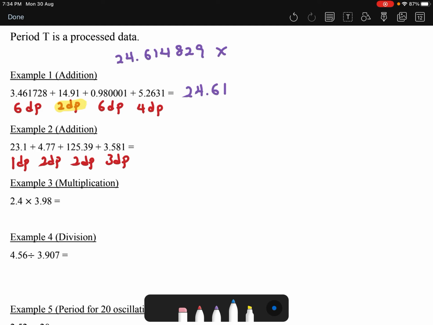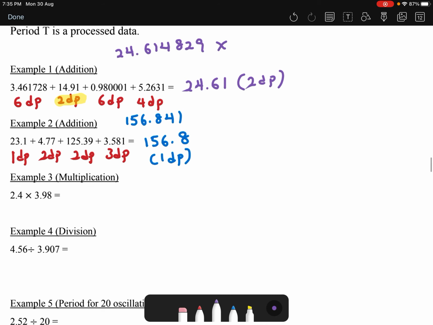So okay, in my calculator, I will get roughly 156.841. So I convert to 1 DP only. So 156.8. Right, so it's 1 DP. This one is 2 DP. Alright, so when you are dealing with addition and subtraction, follow the least DP.